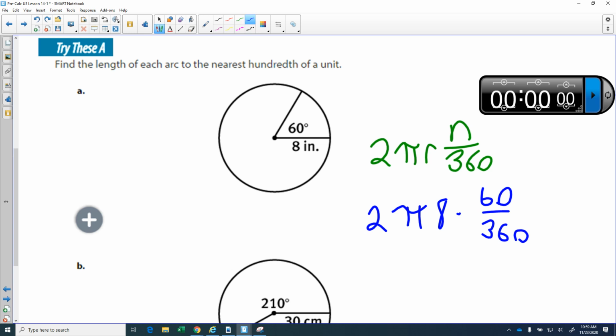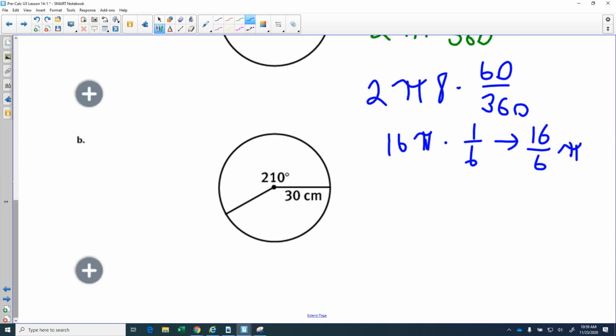If I simplify this, this is just going to be 16 pi times 1 over 6, which, if I multiply those together, is going to be 16 over 6 times pi. And I could even simplify that even further. That fraction can be simplified into 13 over 3 times pi.